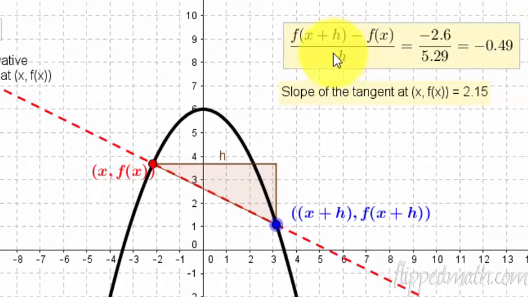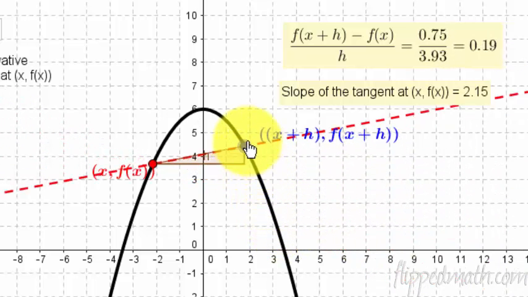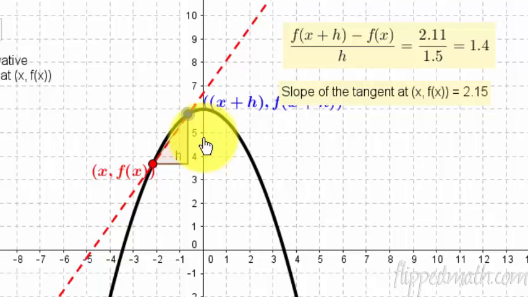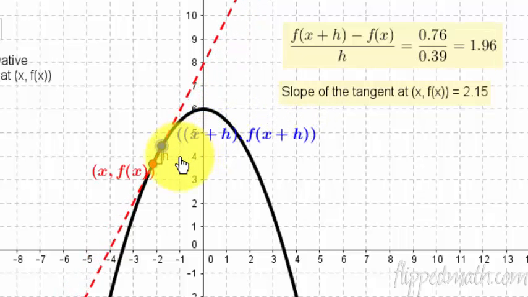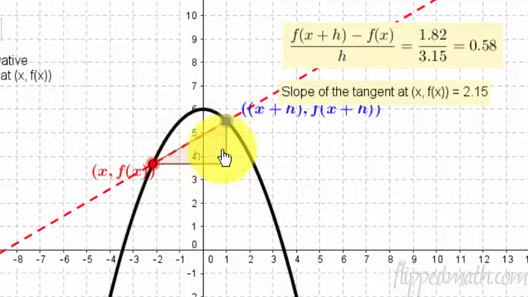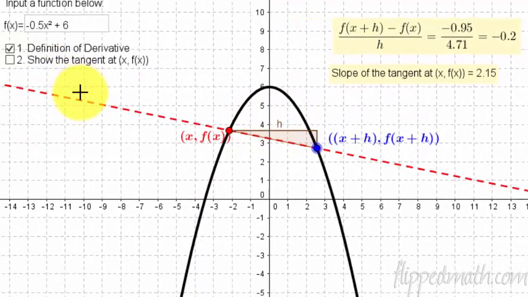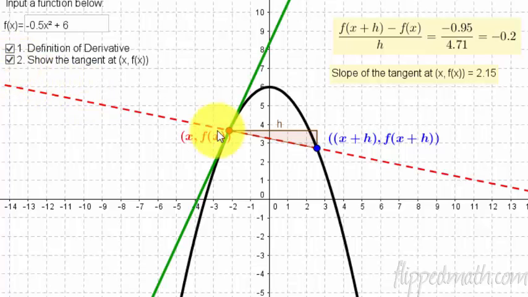Watch this up here. See this h? Here's my formula for finding the secant line. If I make h become 0, right now it's 5.29, and watch that. As we drag it closer, it's getting 3, 2, 1, and it's going to get really, really close to 0. Well, now you can't actually have it be 0. You can't divide by 0, but we could use a limit to figure that out. I'm going to click on this, and this is, by the way, down below underneath the video. This is on the website, so you can play around with this yourself.